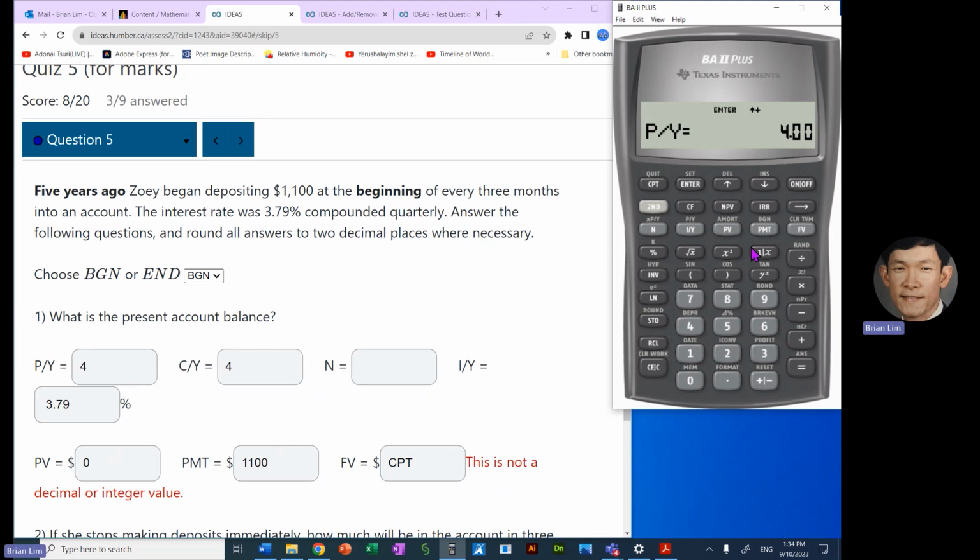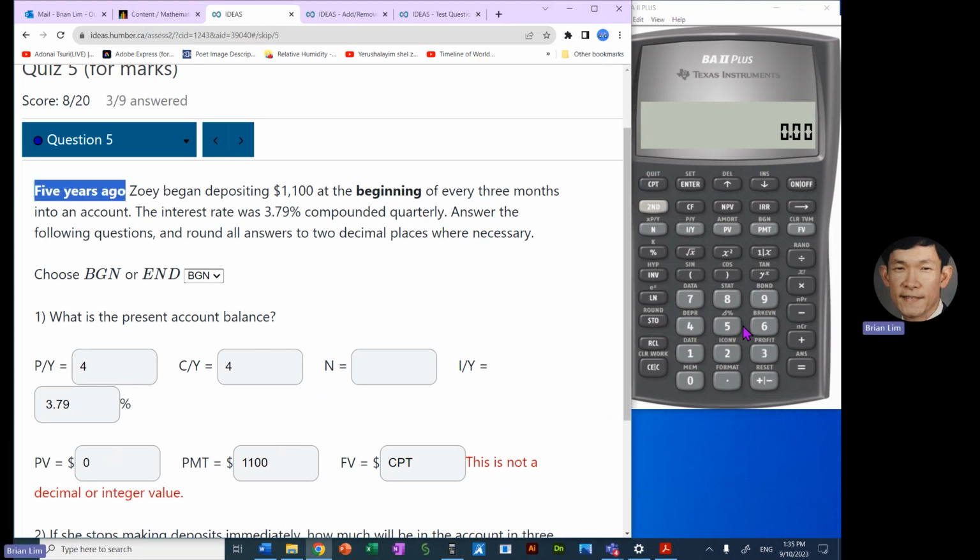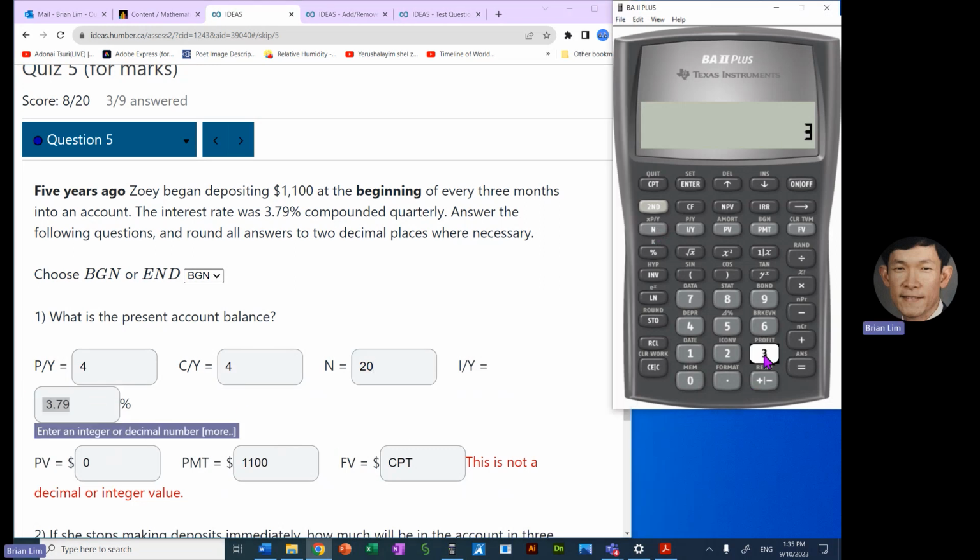So the PY is 4 and so is CY. So we can come out of there. And how many years? Well, it started 5 years ago. So 5, second N, and it turns out to be 20. Okay, there we are. 3.79 is the interest rate. 3.79, and there we are.